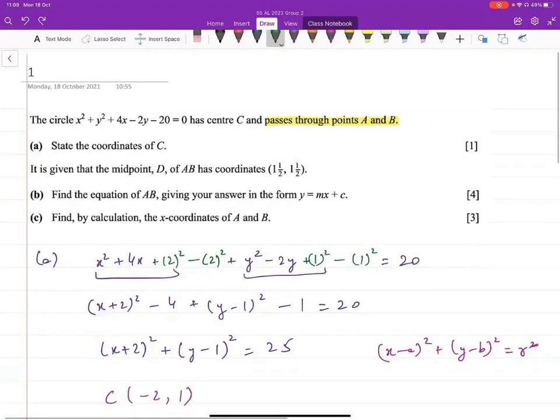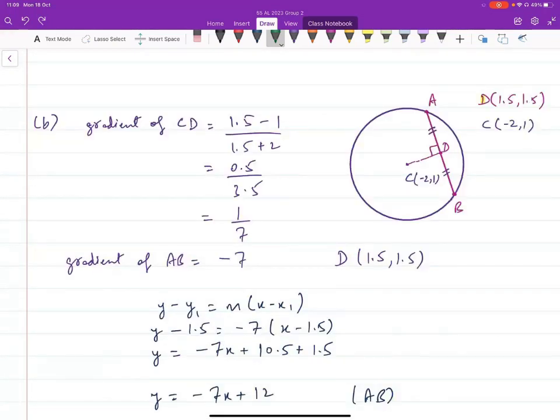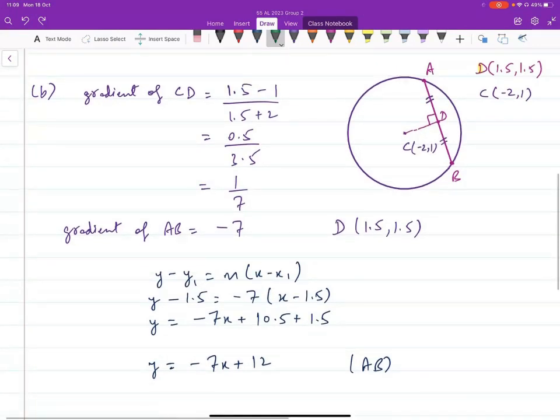उसने हमसे क्या क्या करवाया अभी? उसने हमसे अभी equation of AB निकलवाई है पहले. We already have the equation of a circle given. What can we do? Solve it simultaneously. Why? Because you see, points A and B are the points of intersection of the line AB and the circle. So circle और line जहाँ पे intersect करते हैं, those are the points A and B. And how do you find the points of intersection? You find the points of intersection by solving equations simultaneously. So that's what we're going to do here.